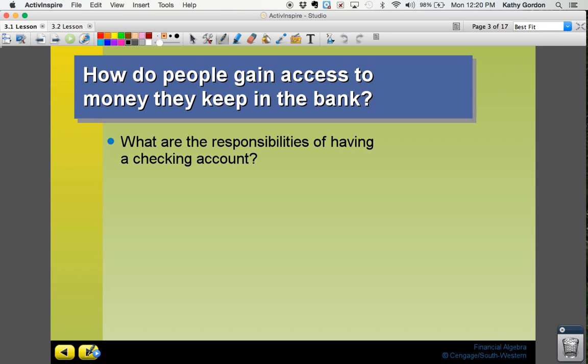So a big responsibility is knowing how much you have in your account and knowing that whatever you're trying to withdraw, whether it's through an ATM or through making a purchase, you actually have enough money to cover that.